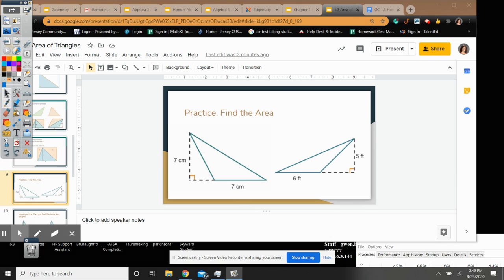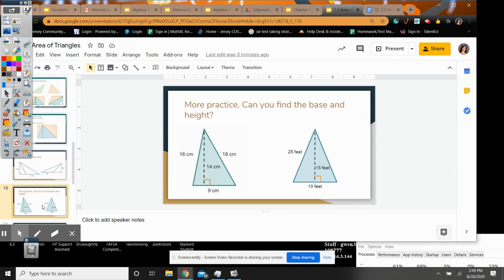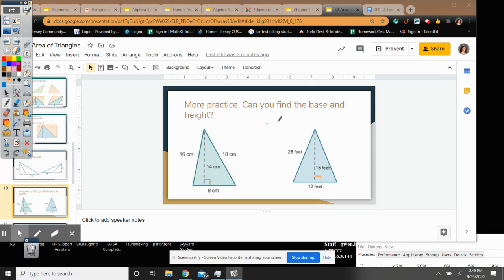Let's do a little more practice. Whoa, they have lots of numbers here. Is this going to confuse us? They also want us to find the base and the height. Well, for this triangle on the left, the base and the height will make right angles with each other. So when you find that right angle piece, that's a good hint of what we're looking for. The base is going to be the 9, and the height is going to be the 14.